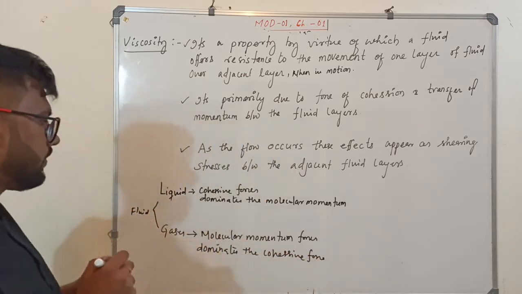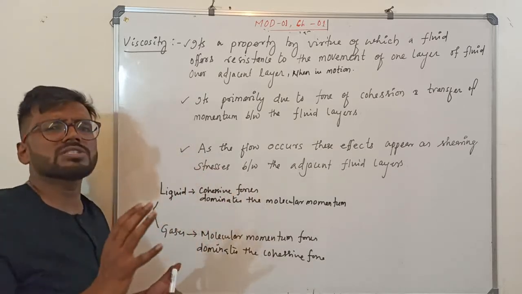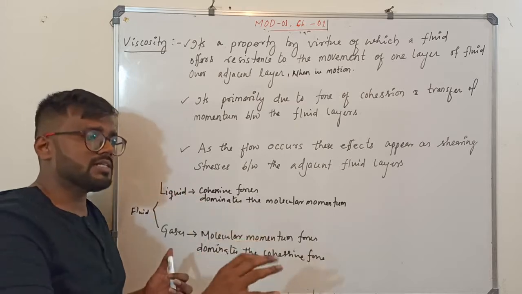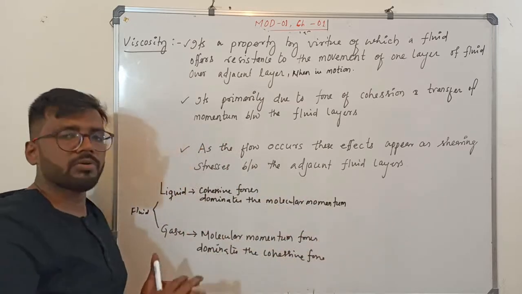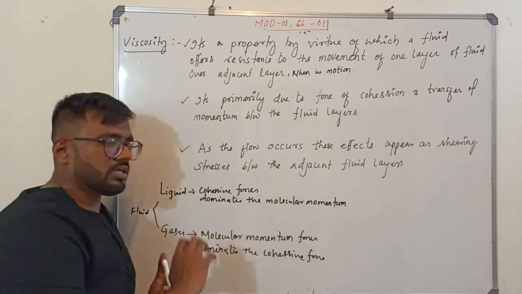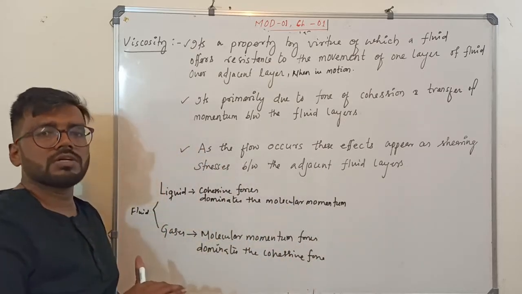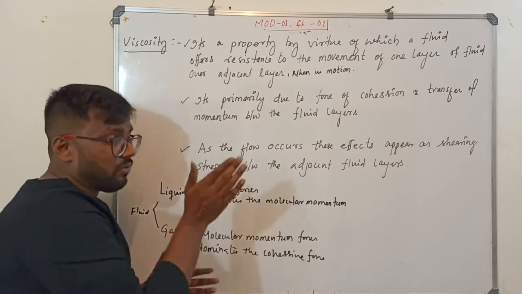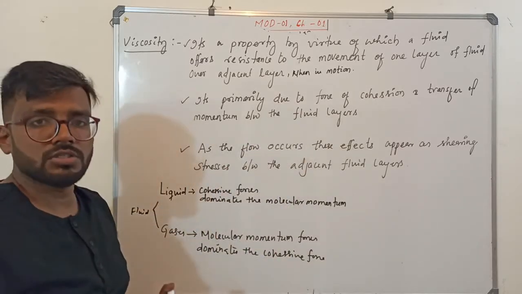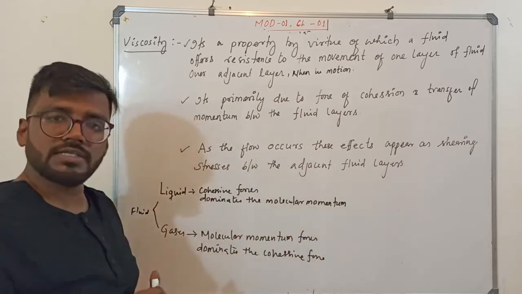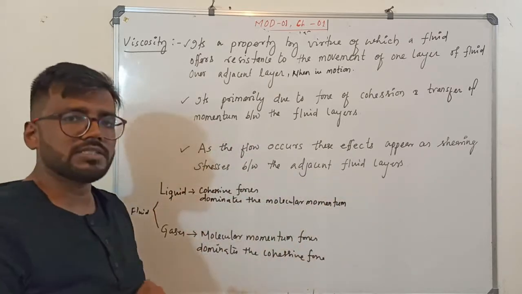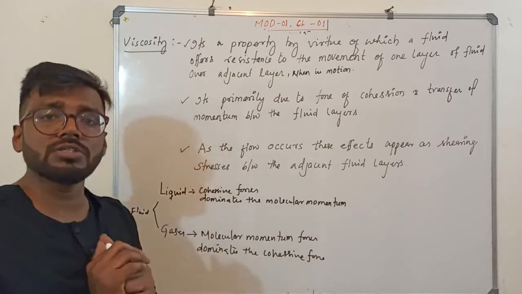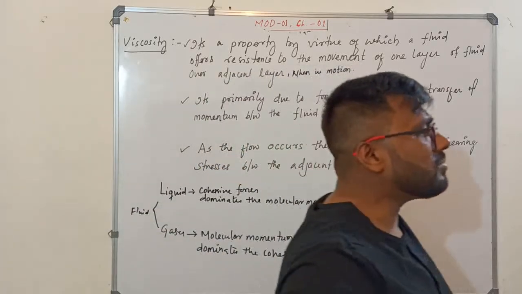Understood? What happens in a liquid? The cohesive force. Sir, what is a cohesive force? It's the force of attraction between the particles of the same material. The molecules of water have forces of attraction between them, cohesive forces. If it is between water and a wall, adhesive force. Water and glass, adhesive force. Mercury and glass, adhesive force. Mercury with mercury, cohesive force. Water with water, cohesive force. Understood, right? Now, molecular momentum force.